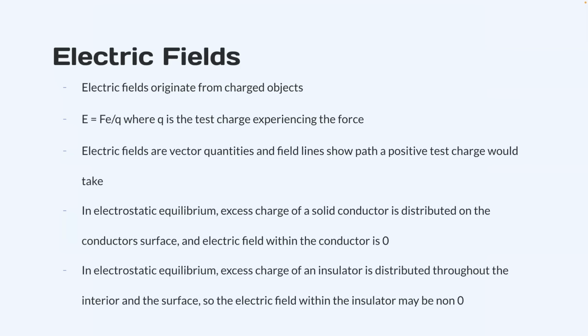Electric fields tend to originate from charged objects. E, the electric field, is equal to Fe over q, and q is the test charge experiencing the force. Electric fields are vector quantities, and field lines show a path the positive test charge would take. In electrostatic equilibrium, excess charge of a solid conductor is distributed on the conductor surface. An electric field within the conductor is zero.